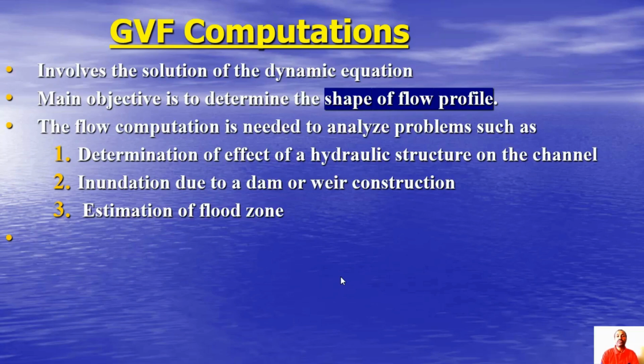This is part 2 of the gradually varied flow topic. In gradually varied flow, we have seen it is just a steady non-uniform flow whose depth varies gradually along the channel. So we mean GVF. It involves the solution of the dynamic equation, which is just a first order differential equation. We will calculate how the depth is changing with respect to distance along the channel.